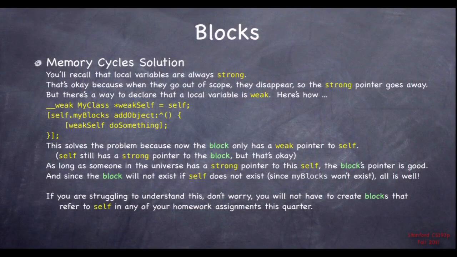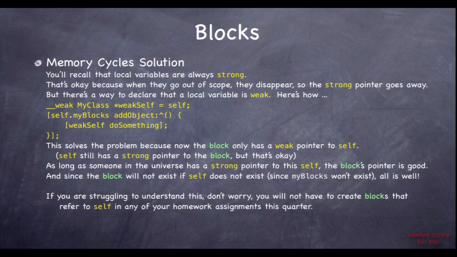There's a magic underbar, just like underbar block. There's another magic one called underbar weak. And what underbar weak says is this local variable, remember that local variables are strong by default, is weak. This is a special kind of local variable. And we just say underbar weak, my class star weak self equals self. So we're having a weak pointer that points to the same place in the heap as self, but it's a weak pointer to that place in memory.